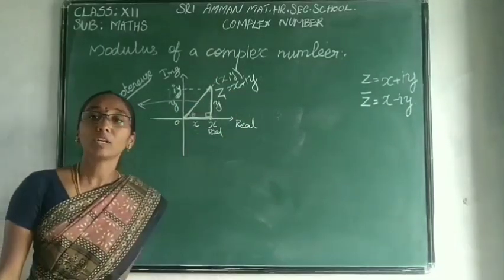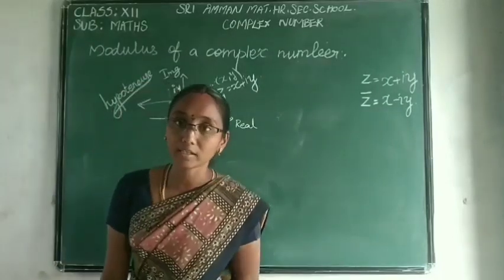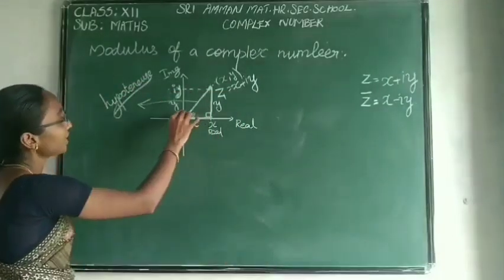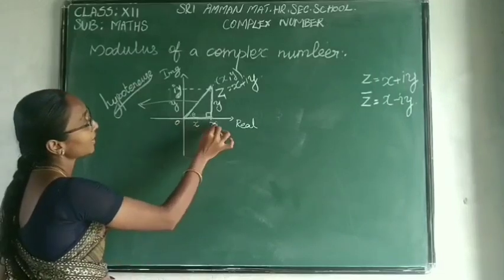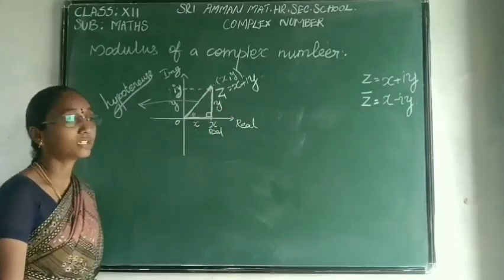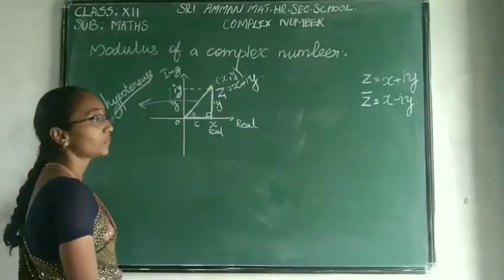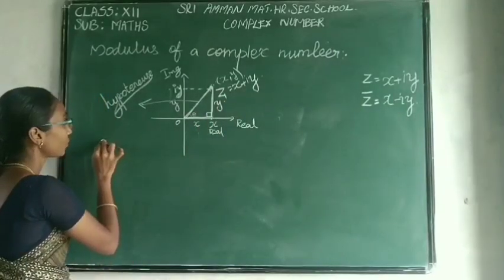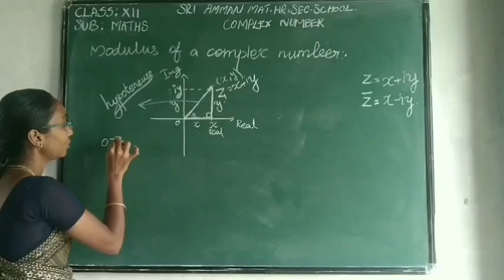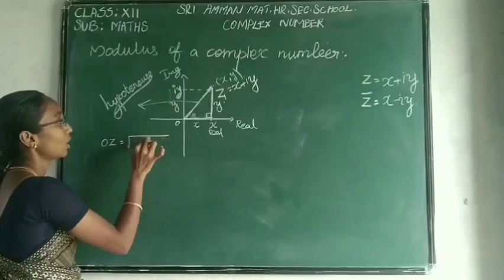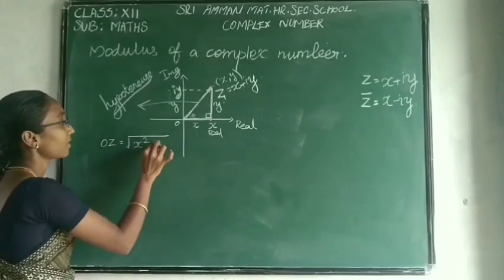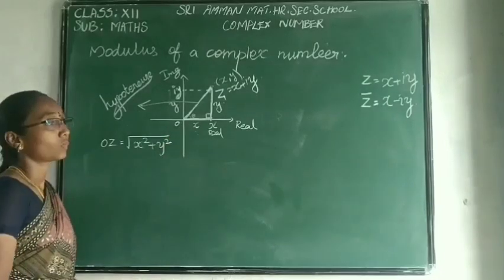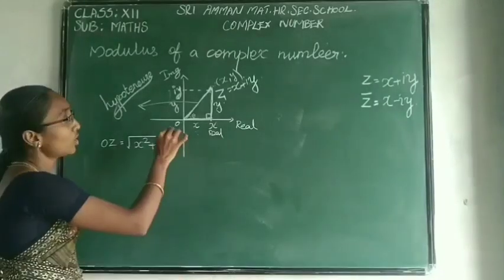By using the Pythagoras theorem, what is the value of the hypotenuse? OX squared plus XZ squared, that is x squared plus y squared. So OZ equals root of x squared plus y squared.